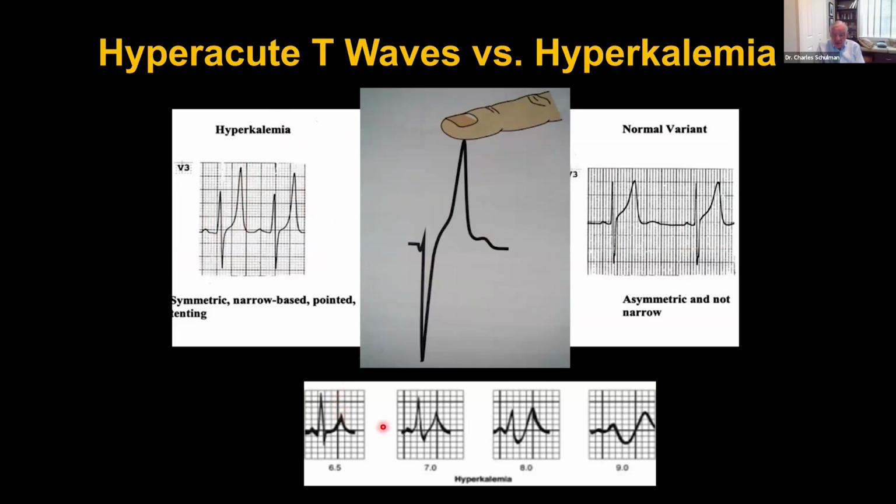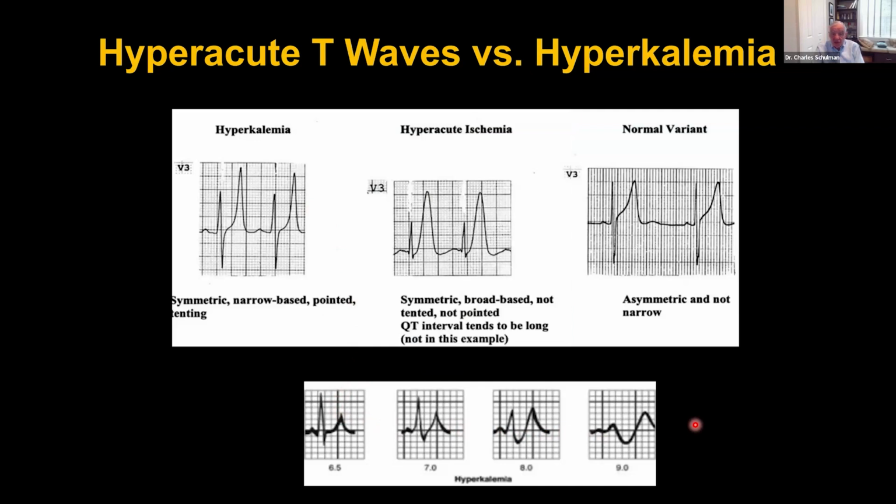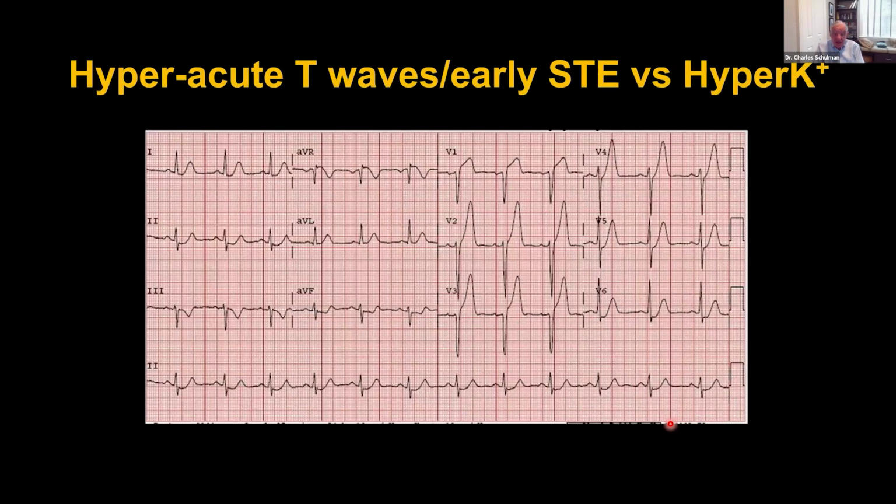And this shows the progression of ST-T abnormalities in hyperkalemia. And let's go back to here. The other thing you can see is here are tall T waves, and here are ST depressions in the inferior leads. So these are hyperacute T waves in the anterior leads and ST depressions in the inferior leads. And we'll talk about that phenomenon when we come to ST depression.